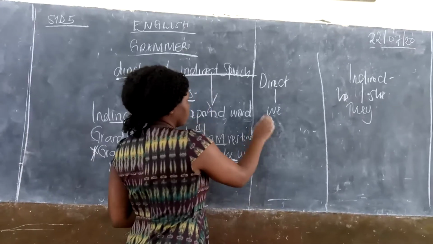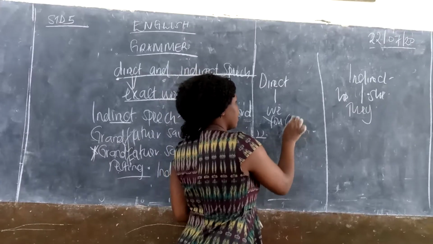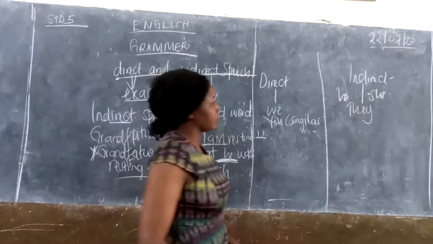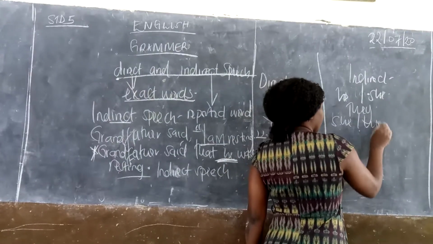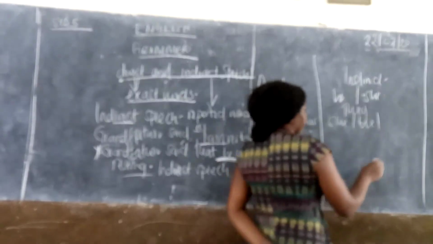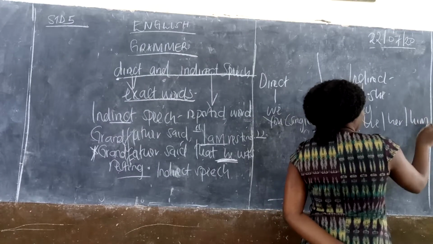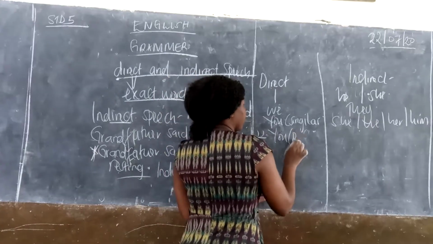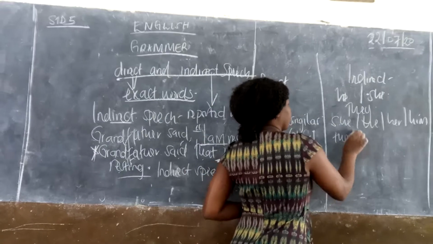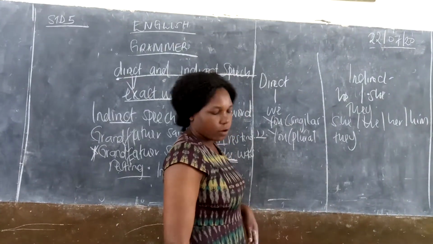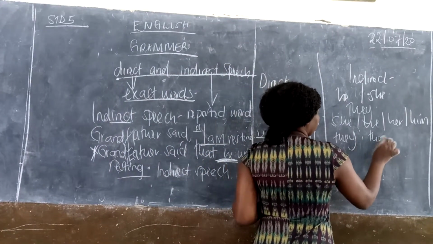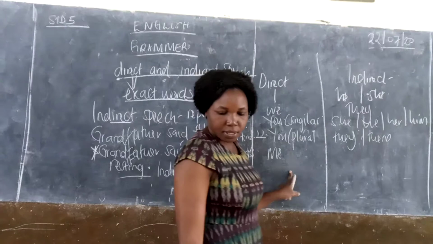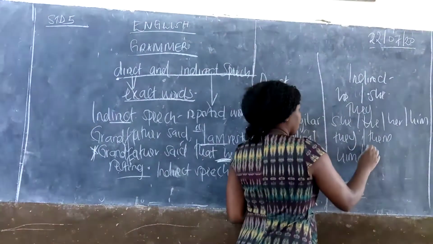They said. We have you. You in singular becomes he or she, her, or him. Then we have you in plural. When you are talking about many, you in plural becomes they, or them. Then we have me. Me becomes him or her.